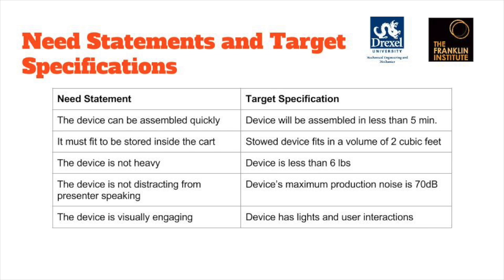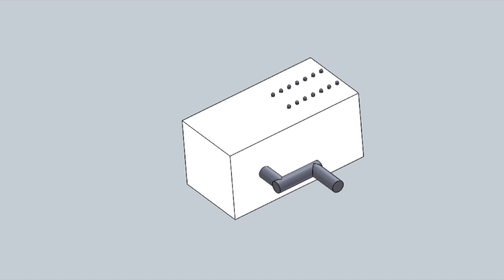The next need statement is that the device is not distracting from the presenter speaking. This means that the device has to be pretty quiet in order for students to hear what the presenter is talking about. Our target specification for this is that the production noise is 70 decibels. The last need statement is that the device is visually engaging, which means this device should have colors and lights to draw the user's attention in order to be noticed from a distance.